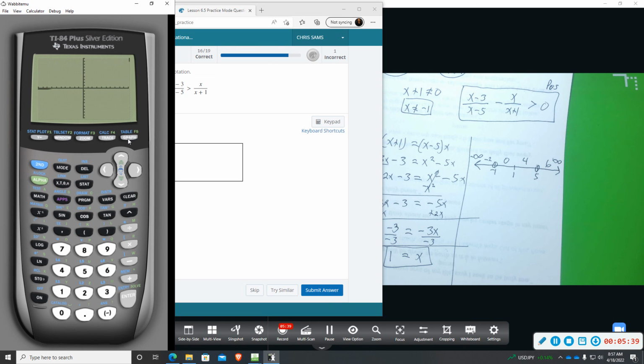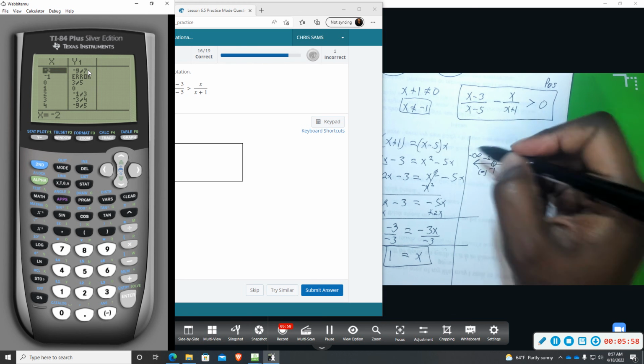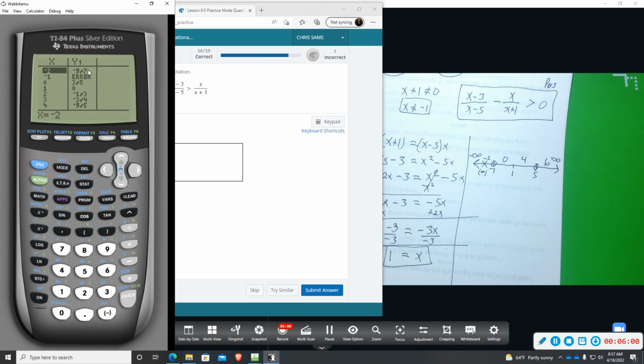I'm going to graph. And then I'm going to do second graph to see the table. And I'm going to be looking for -2, so I got to arrow up. That gives me a negative. And I'm looking for a positive, so this is incorrect. I don't want that section. Now I'm going to look at 0. Well, actually 0 is right here. That gives me a positive value, which is what we want.